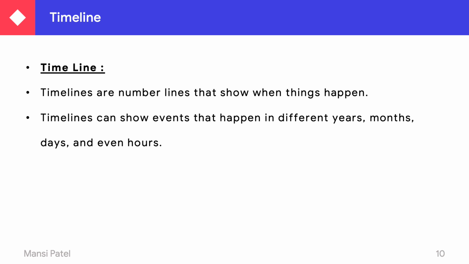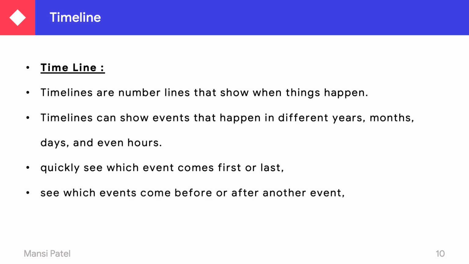In a calendar, dates, years, and months are there, and for the clock also, hours and timings are represented. If you want to draw a timeline, you have to find out quickly which event comes first and which event comes last. Then see which event comes before and after another event. With the help of this timeline, you can see which event comes first and last, and which event happens between two events.